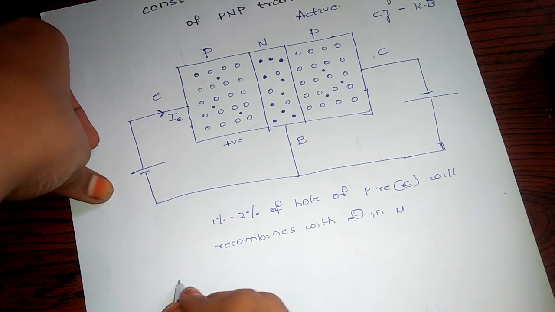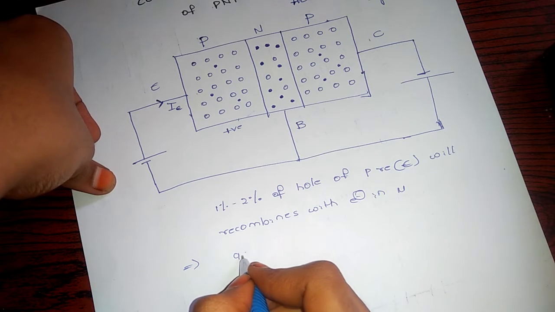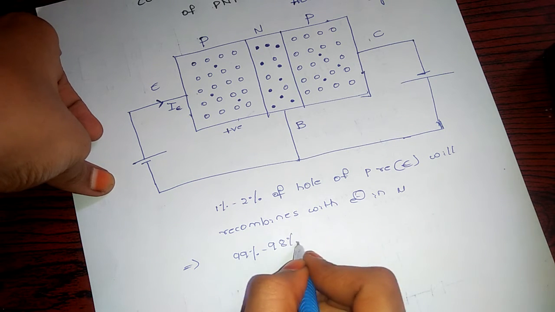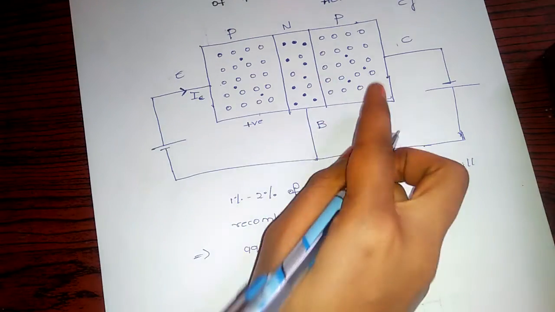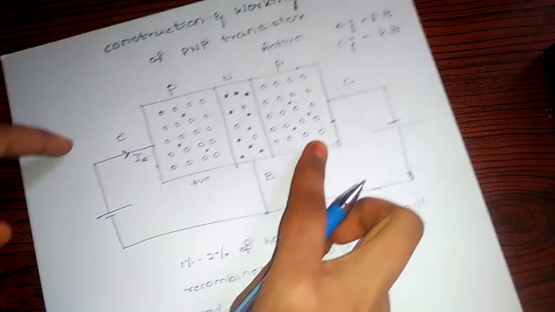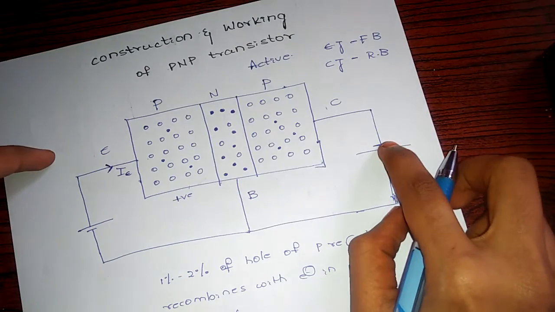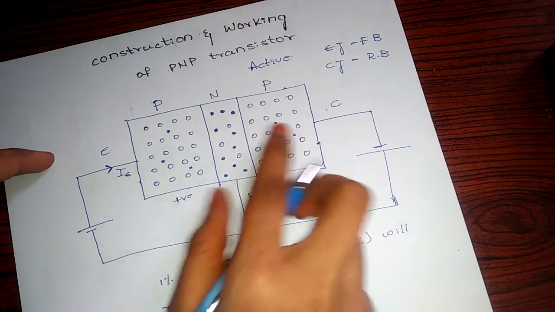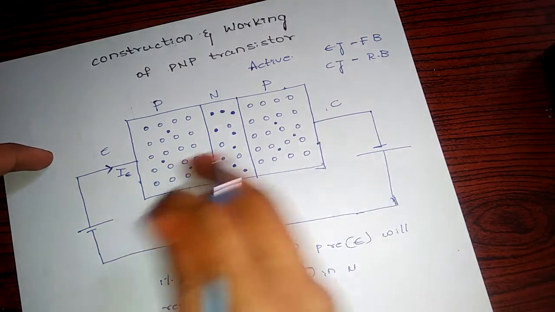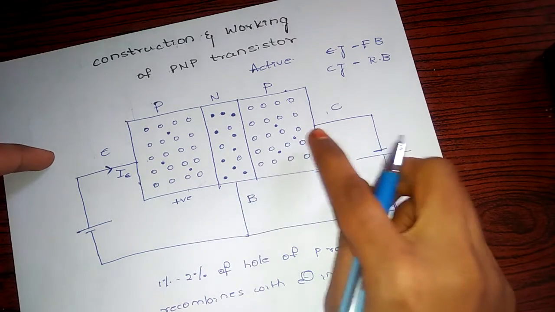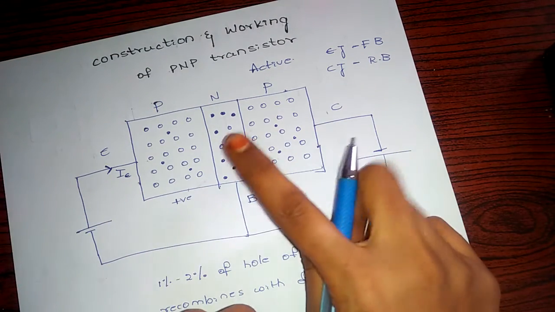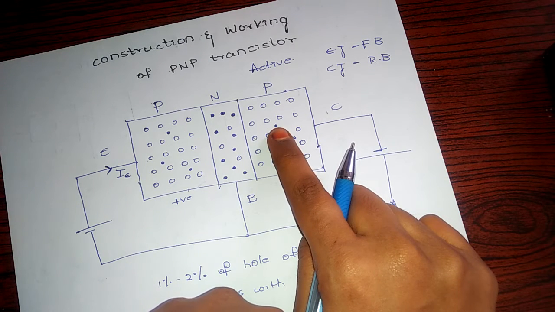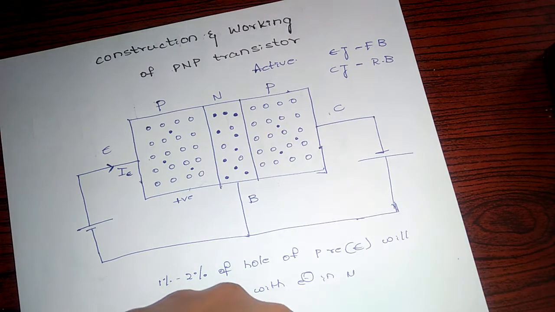So remaining 1% to 2%. 98% to 99% of this emitter current will flow to the collector current, as the collector has a negative charge, where the negative charge attracts these holes to move towards the collector region. As they move towards the collector region, here we have minority charge carriers, and here too we have minority charge carriers.